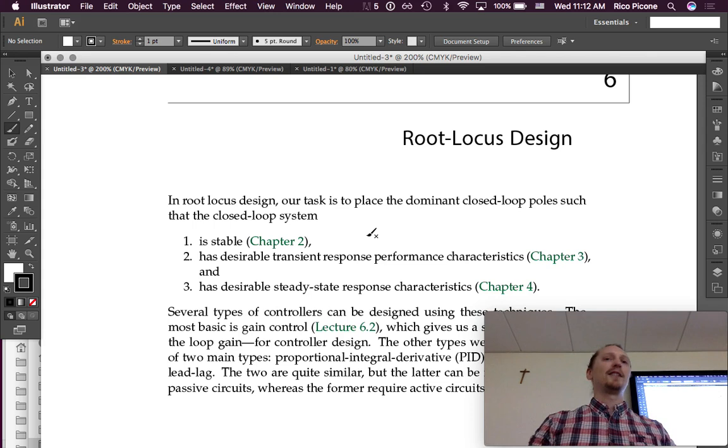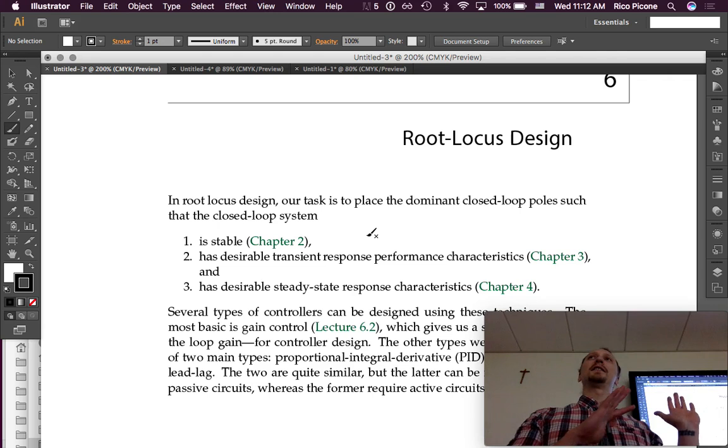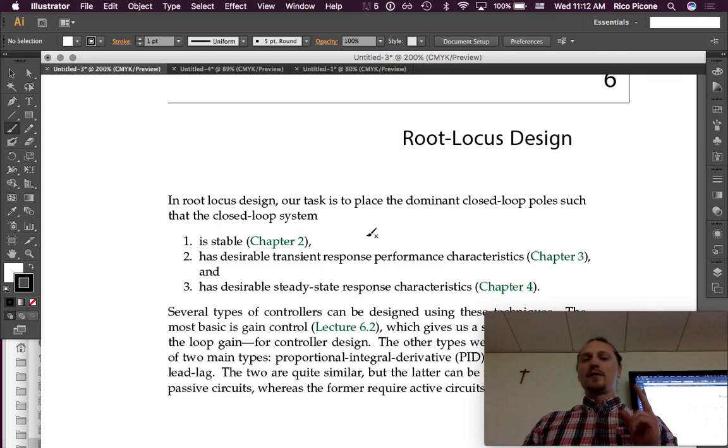Oh yeah, that's right. So first off, the closed loop system better be stable. You've got to put the closed loop poles in the left half plane somewhere, right? That's the first requirement. But once you're stable, obviously there's a lot more to it than just being stable. So the second requirement is that it has desirable transient response performance characteristics.